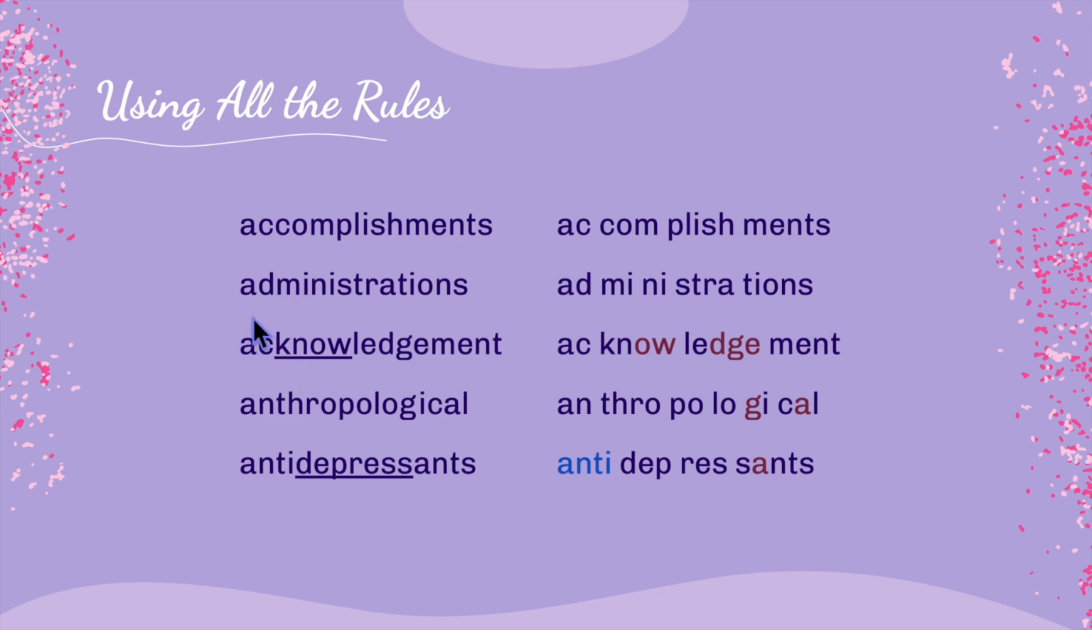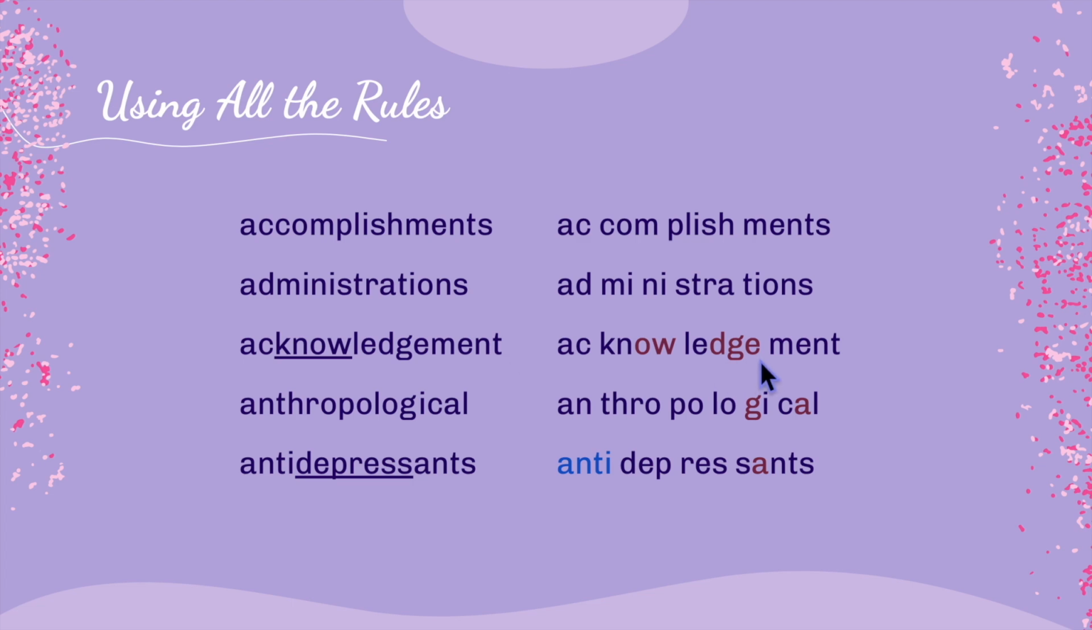Right here, I'd like to point out that this long word has the root know in it. Remember that when K and N occur together at the beginning of a root, the K is silent. And this OW uses the long O sound. So we're going to divide between the 2 consonants here. We're going to keep the root together here. And then we're going to divide before the suffix ment.